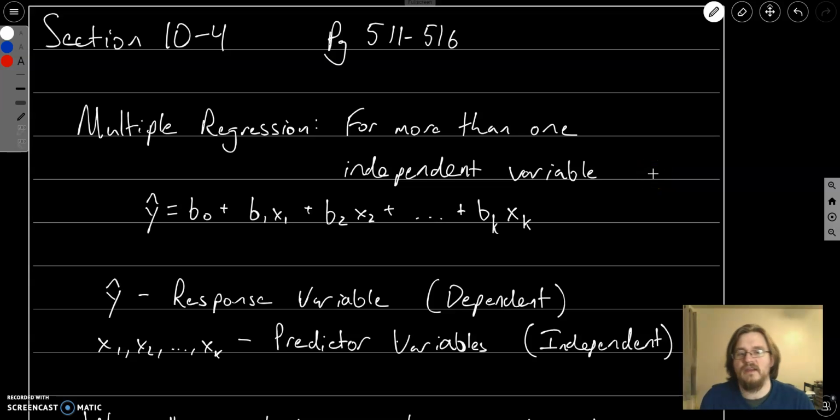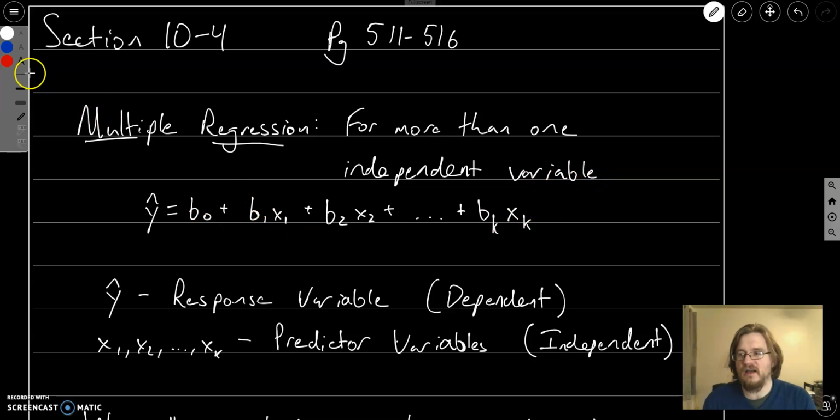Hello and welcome back. In this video, we will finish up Chapter 10 with Section 10.4 on multiple regression. Regression is normally using one variable to predict another, and we've been looking at linear regression. So what happens if we have more than one variable that we want to use to predict another?